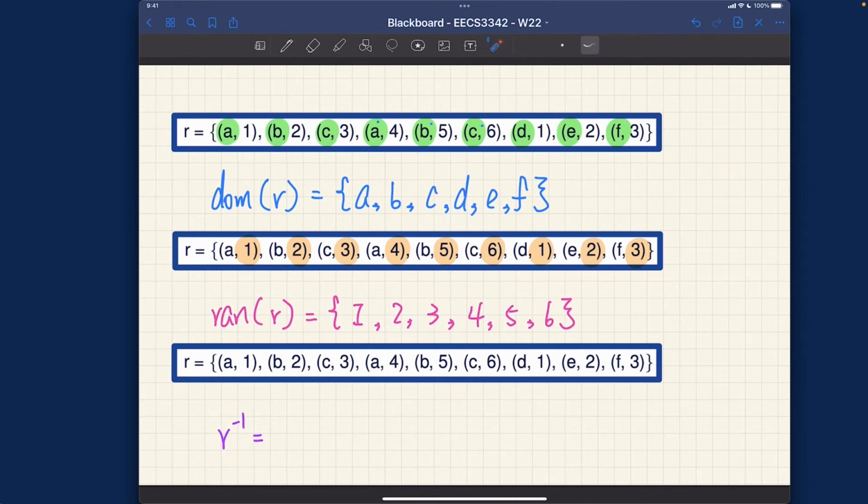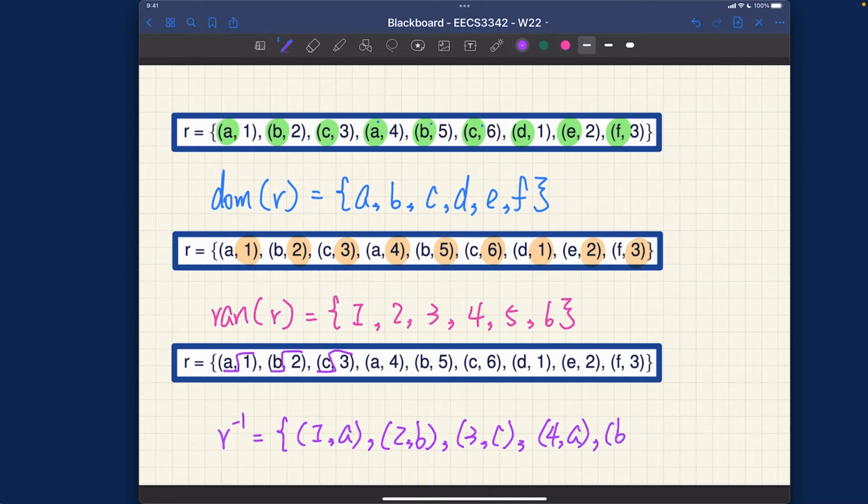You can see the domain is going to be a set of elements, and the range is going to be a set of elements. But now R to the power of minus 1 is going to be a set of ordered pairs. So I'm going to say (A,1) swapped, (B,2) swapped, (C,3) swapped, and so on. So I'm going to get (1,A), and then (2,B), and also (3,C), and then (4,A), and also (5,B).